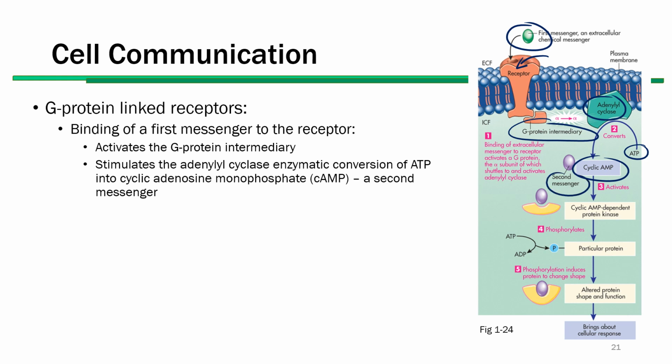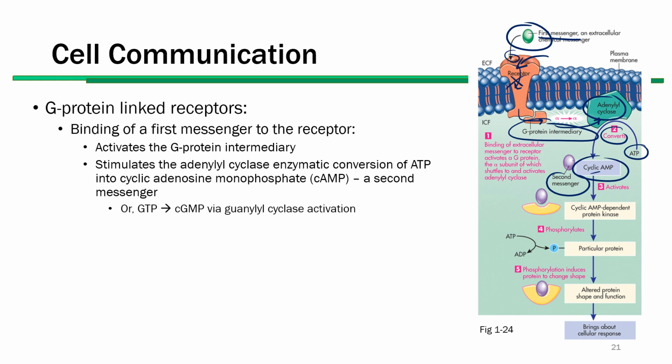So the first messenger was the binding ligand, but it can't get in. This receptor is not a channel. The ligand is going to bind to the receptor here, but it's not actually going to get into the cell. It does not get into the cell. Instead, it sets up these dominoes that are going to trickle down, and it's going to activate this G protein intermediary, which activates the adenylyl cyclase enzyme, which converts ATP into cyclic AMP, which is a second messenger. That's going to go and it's going to activate a protein cascade. I'm getting ahead of myself.